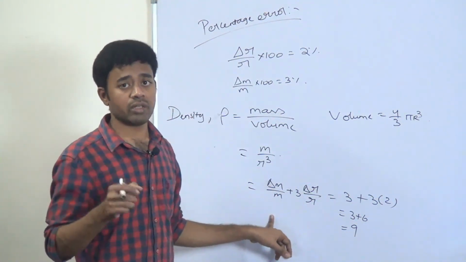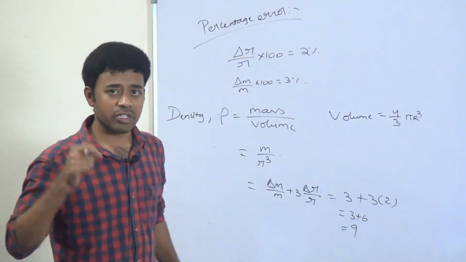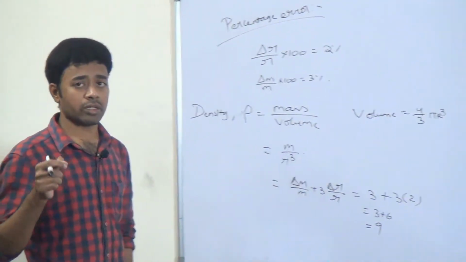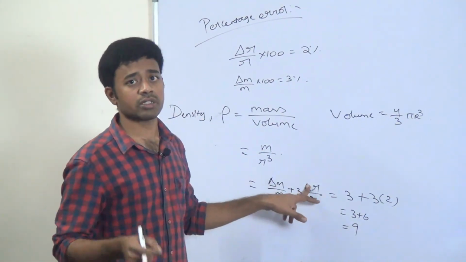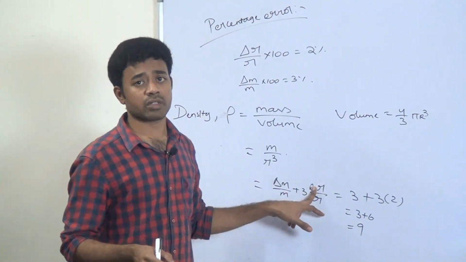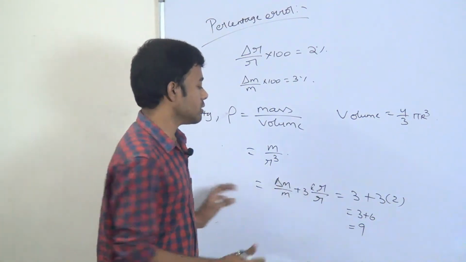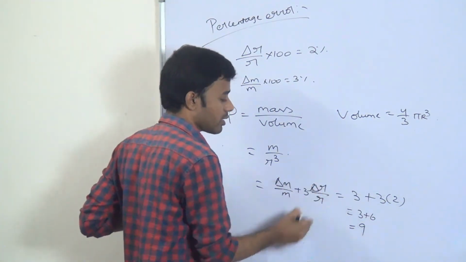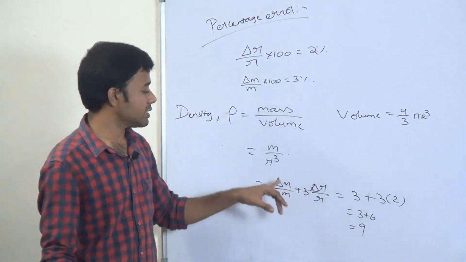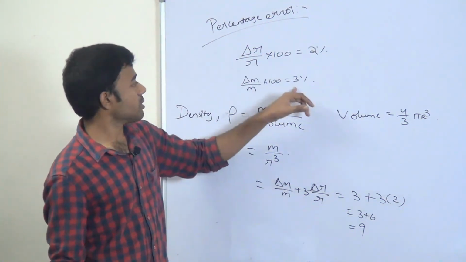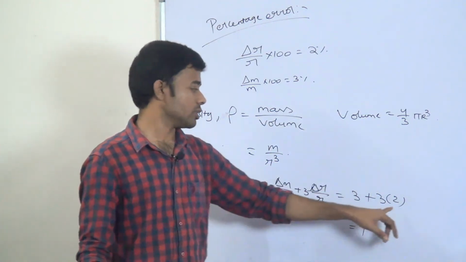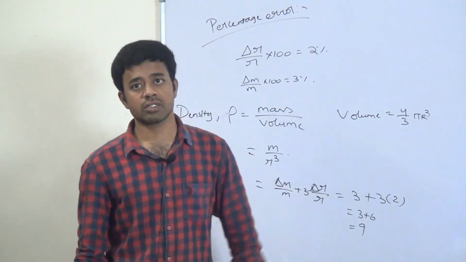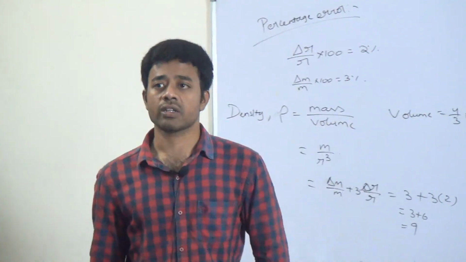If it is given in the form of a division, as we have seen in the propagation of errors, you have to add those errors. But this R cube is given in terms of power, so it is 3 times the error in R. So the error in mass is 3% plus 3 into the error in the radius, which is 2. So 3 plus 6 is 9%, the total error.